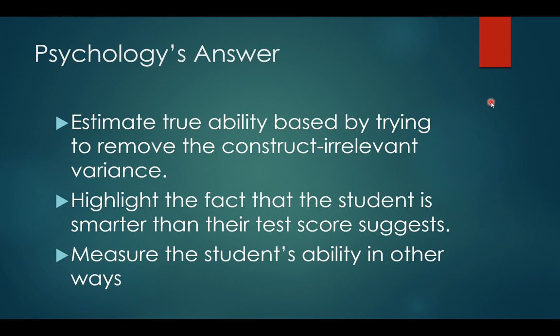Then I need to use that to highlight the fact that the student is smarter than their test score suggests, and that might be true in other situations in their life where they actually can do much, much better if we can provide the accommodations. And then I need to think about ways I can measure the student's ability differently. So there's a multi-choice version of that test, for example, that doesn't require motor components.